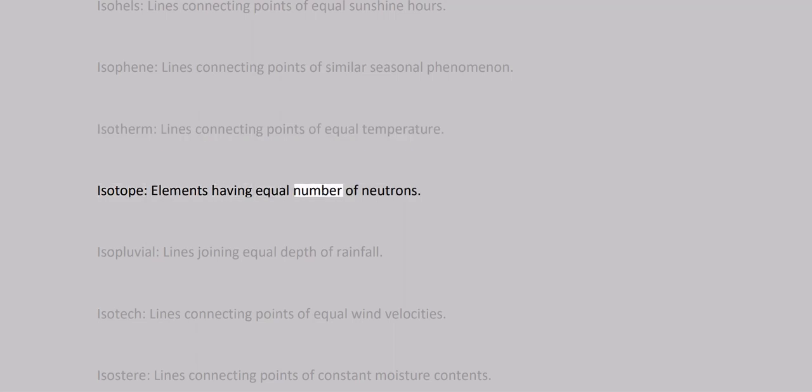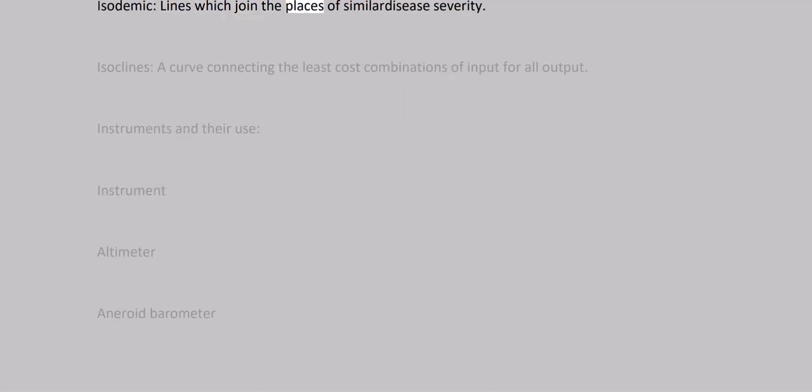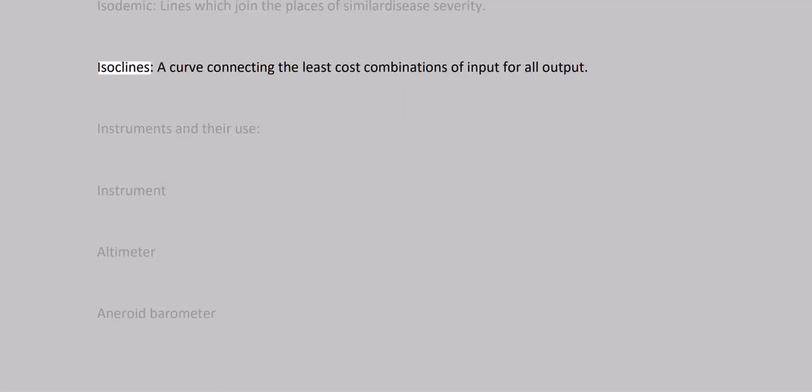Isotope: elements having equal number of neutrons. Isopluvial: lines joining equal depth of rainfall. Isotach: lines connecting points of equal wind velocities. Isosteer: lines connecting points of constant moisture contents. Isodemic: lines which join the places of similar disease severity. Isoclines: a curve connecting the least cost combinations of input for all output.